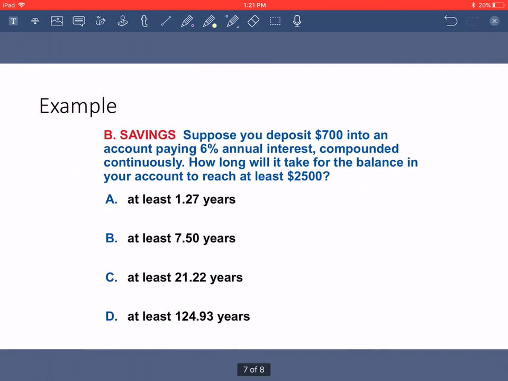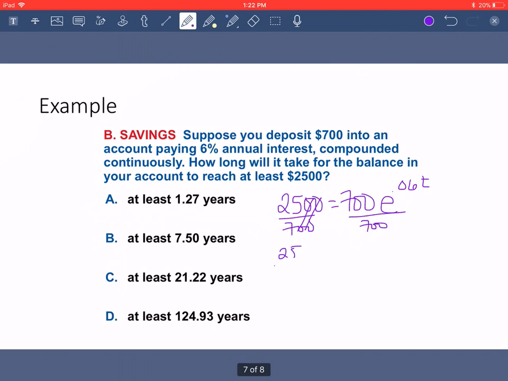Okay, suppose you deposit $700 into an account paying 6% annual interest compounded continuously. How long will it take for the balance in your account to reach $2,500? So I know my A, so $2,500 equals my principal, 700, times e raised to the rate, 0.06, but I'm looking for my time. So I'm going to be solving for t. My first step is to divide both sides by 700. So I get 25/7 equals e to the 0.06t power.